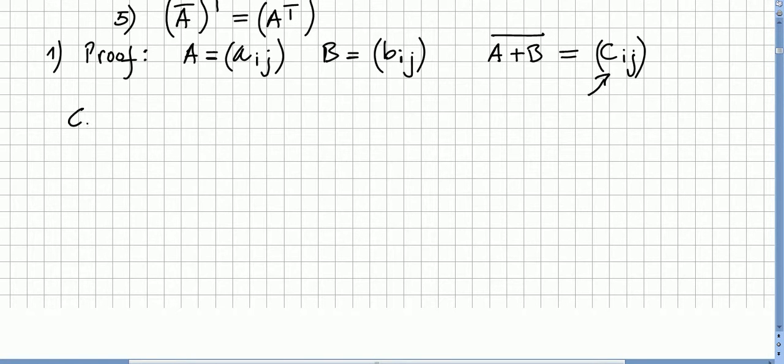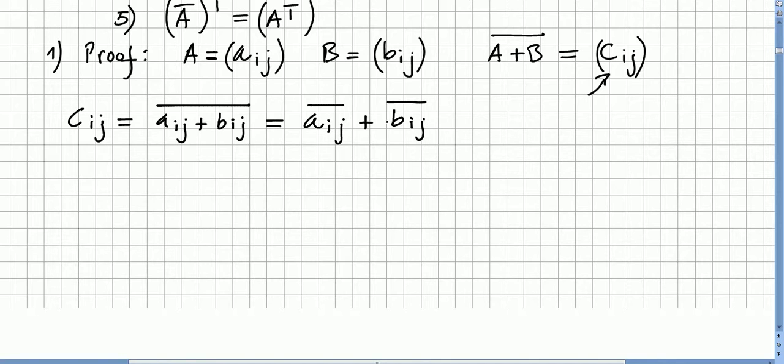So this Cij is the same as Aij plus Bij, those two, conjugate. But this is the same as Aij conjugate plus Bij conjugate. And this is nothing but A conjugate plus B conjugate. So that concludes the proof: A plus B conjugate is the same as A conjugate plus B conjugate.